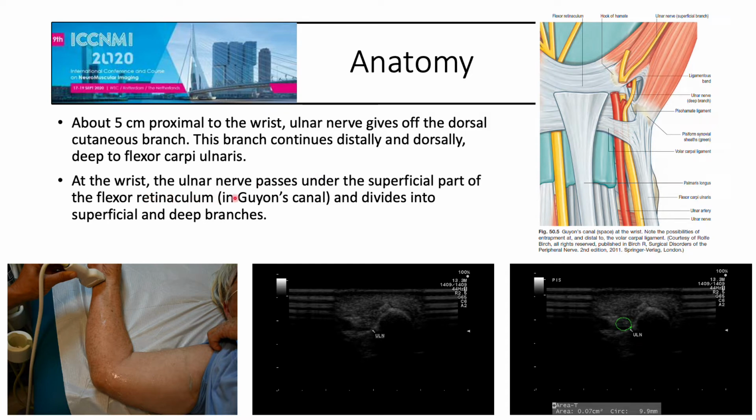Then at the wrist, the ulnar nerve passes under the superficial part of the flexor retinaculum in Guyon's canal and divides into the superficial and deep branches. You can see an anatomical picture here, the position of the probe here, and here is the pisiform and the ulnar nerve, and the ulnar artery, it's here.